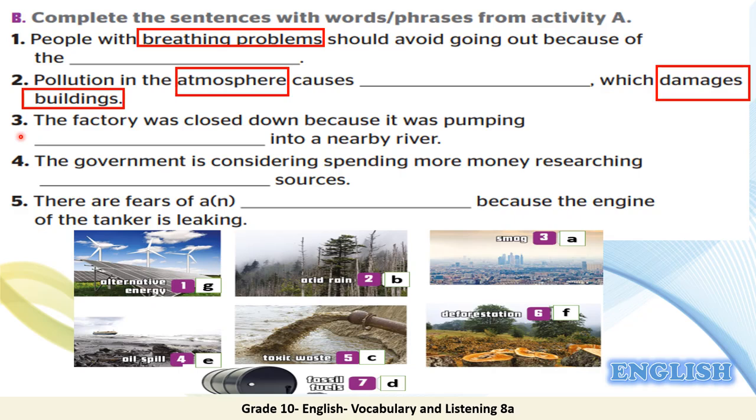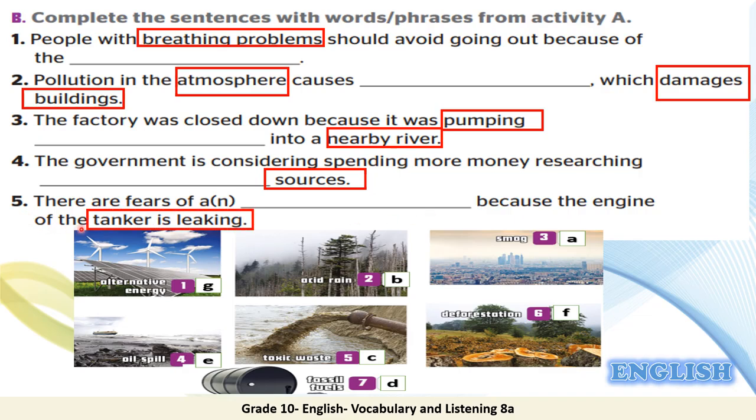3. A factory was closed down because it was pumping something into nearby river. What is the type of pollution that is being pumped into rivers, lakes, oceans? Number 4. The government is considering spending more money searching for sources. Now this one is easy. Focus on the word sources. 5. There are fears of because the engine of tanker is leaking. So a tanker is leaking. Pause, look at your hints, read the sentences, and try to figure it out.